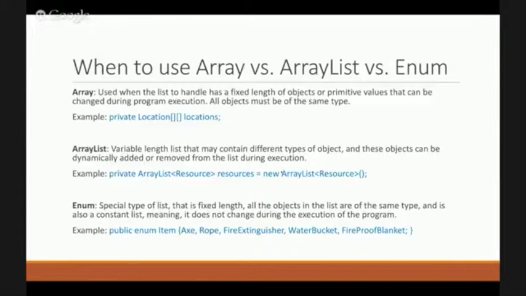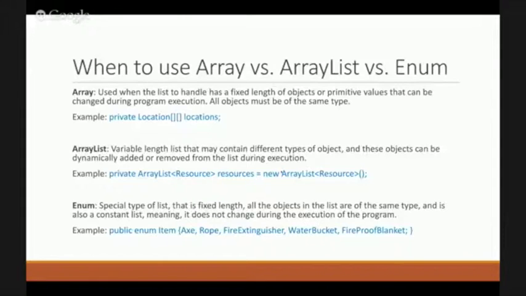Arrays are used when the list that we want to handle has a fixed length of objects, and all the objects are of the same type, objects or primitive values. The content of each of the array positions can change during the execution of the program, but the number of items within the array remains the same. In the example that I'm using here, it's an array of objects of type Location that has actually 2 dimensions.